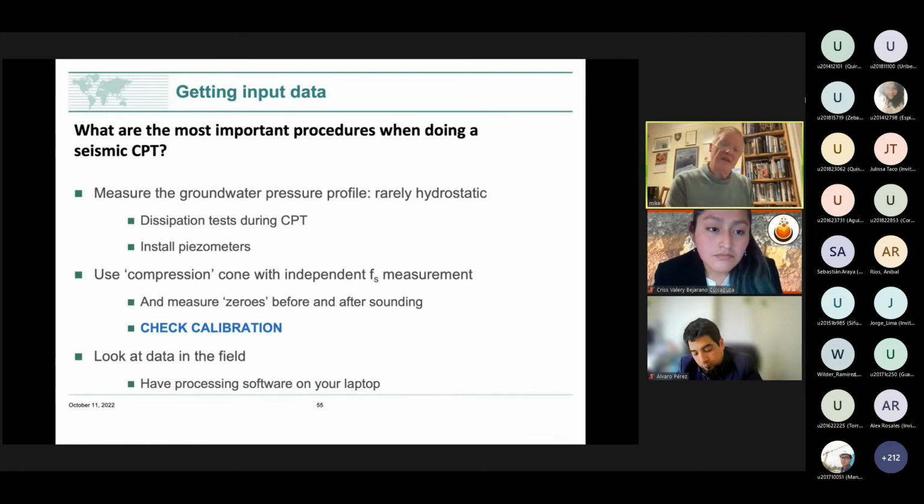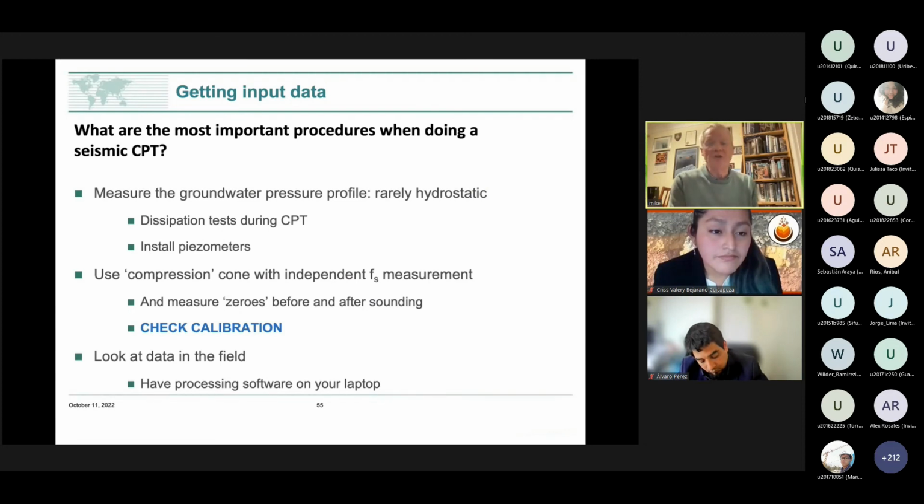The way we do that is it's nice to do dissipation tests during the CPT itself. Even if you're in sand, just stopping for a couple of minutes gives you effectively an instantaneous piezometric observation, and you can then move ahead. If you're in a silt, you may want to stop for half an hour. Now, I have a colleague who likes doing two CPTs, one beside each other. He does one CPT as a continuous push. Then he does a second CPT where he stops every meter for a dissipation test. I think that's too much, but judge it for yourself when you do it.